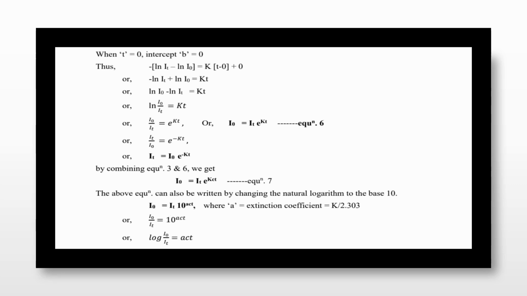By combining equation 3 and equation 6, we get I0 is equal to It e raised to the power kct. Name this equation as equation 7. The above equation can also be written by changing the logarithm to base 10. So when we change the natural logarithm to base 10, we get I0 is equal to It 10 raised to the power act, where a is the extinction coefficient, equal to k by 2.303, which is a constant value. So the equation can also be written as log I0 by It is equal to act.